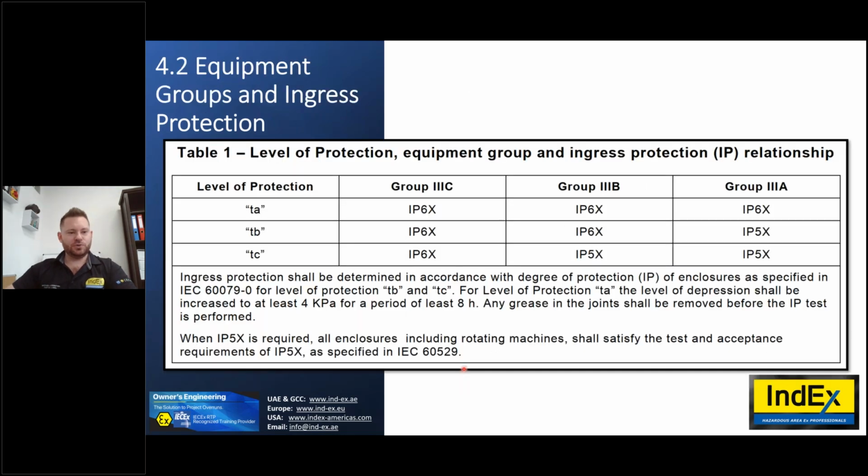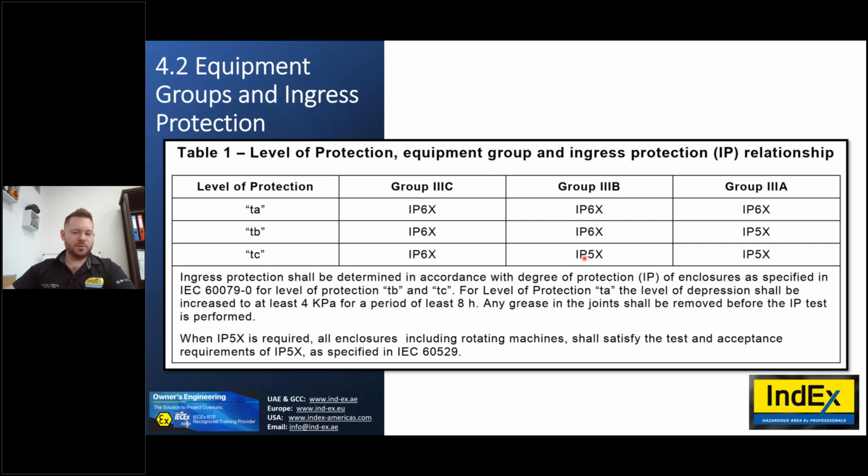So 4.2, groups and ingress protection. If we consider a dust group of 3A, if it is a zone 22 or 21, IP5X is acceptable. But if it was a zone 20, IP6X is a requirement. So the key considerations of when IP5X is acceptable is when it's a 2A dust, 3A dust group and a zone 21 or 22, or 3B and a zone 22.